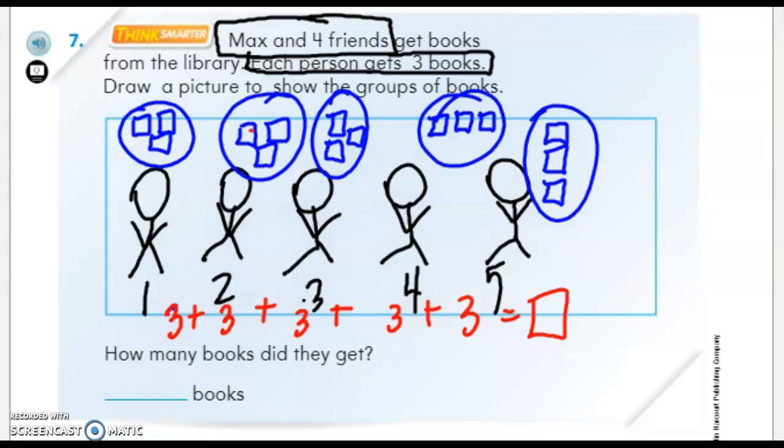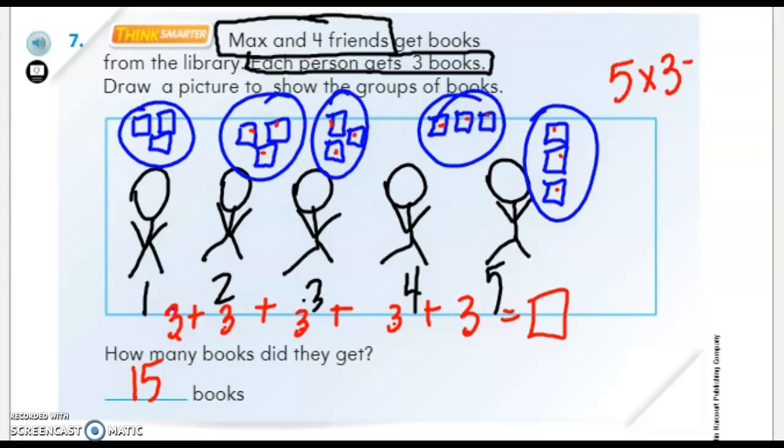So I could say 3, 4, 5, 6, 7, 8, 9, 10, 11, 12, 13, 14, 15. I could count by 3s. 3 plus 3 is 6. 6 plus 3 is 9. 9 plus 3 is 12. 12 plus 3 is 15. Any way you solve it, our answer is 15. There's 15 books.